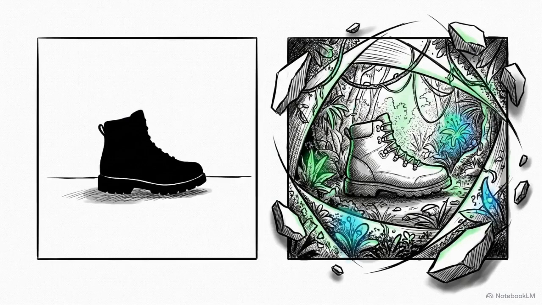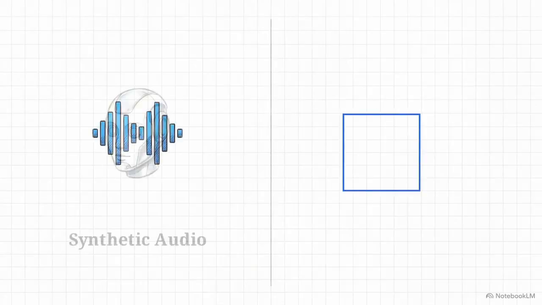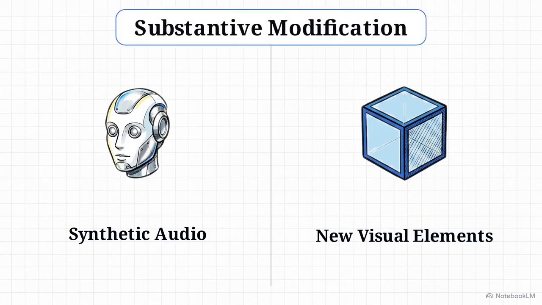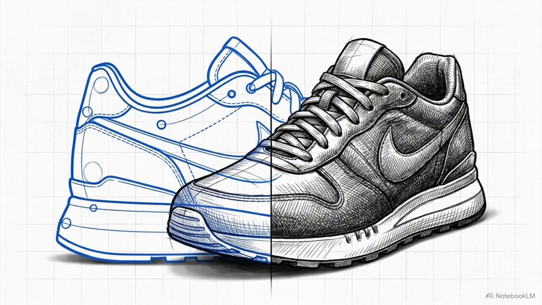Contrast that with this substantive edit, where a standalone product is placed into an entirely synthetic jungle background. Generating a synthetic voiceover or creating completely new visual elements falls into this category. The policy only triggers when generative AI introduces fabricated conceptual elements that did not exist in the original media.